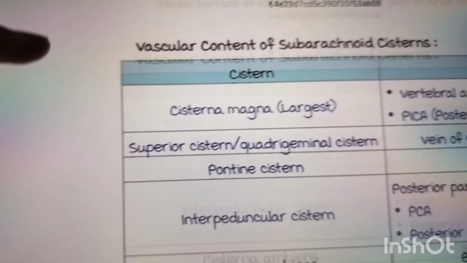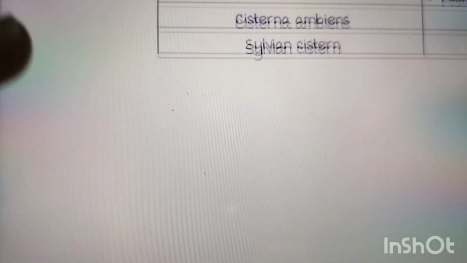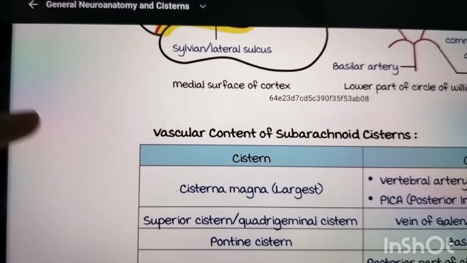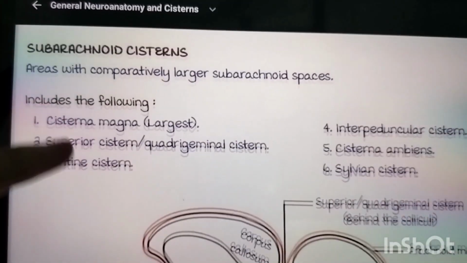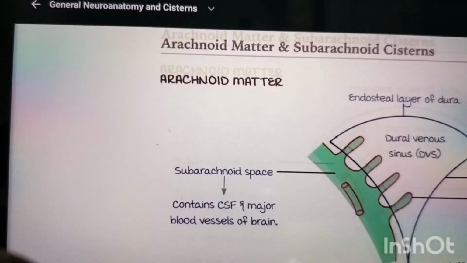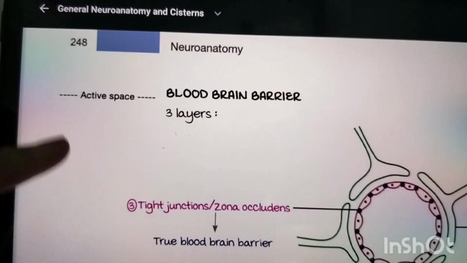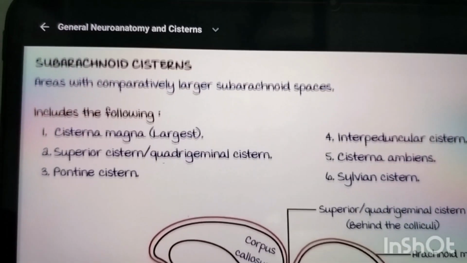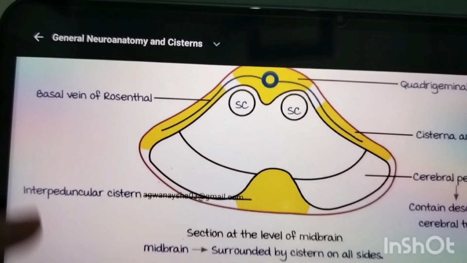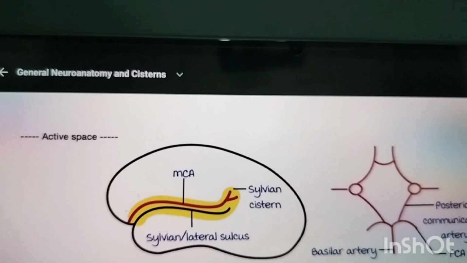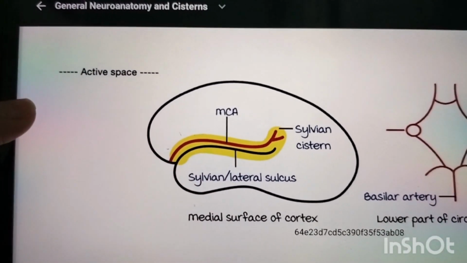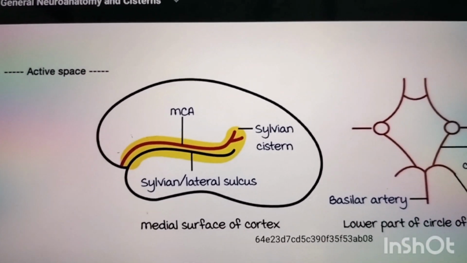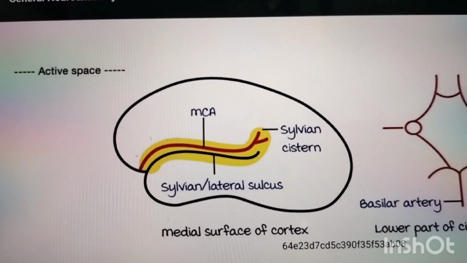So that is all about the general neuroanatomy: the blood-brain barrier, the neural tube, the dura mater, subarachnoid mater, cisterns, subarachnoid spaces, and everything. So guys, we'll meet in the next video of the neuroanatomy. We'll discuss the spinal cord, internal and external features.